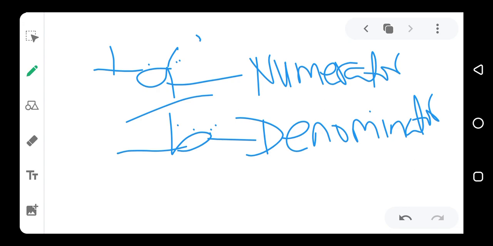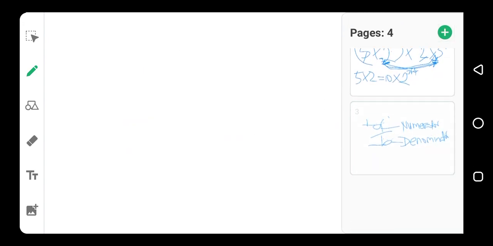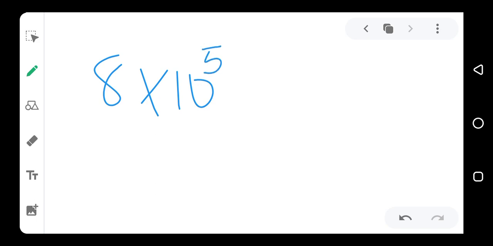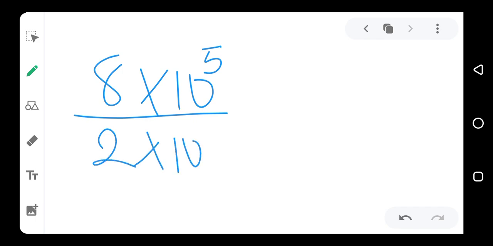Now for instance, if we have 8 times 10 raised to power 5 divided by 2 times 10 raised to power 4. This is the numerator and this is the denominator.